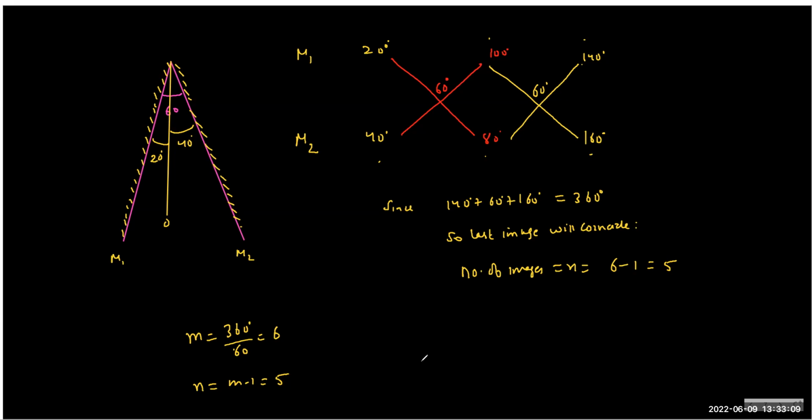All right. So if we have two mirrors which are inclined to each other at a right angle, then it is pretty easy for you. You can exactly draw the images. That's so easy.